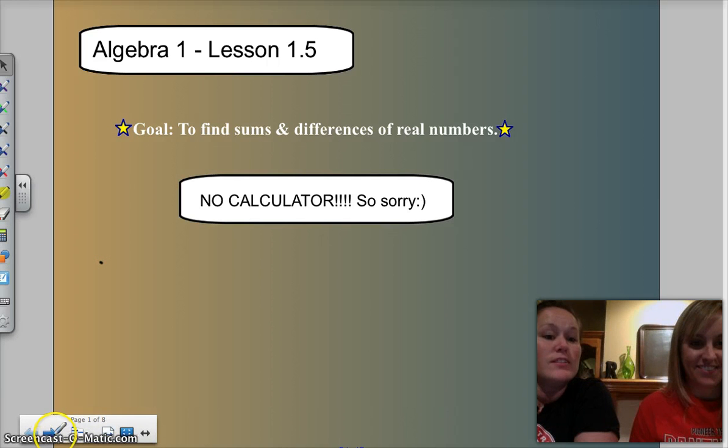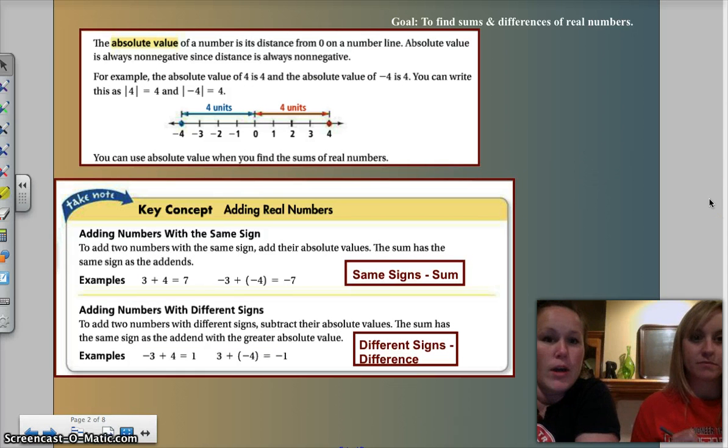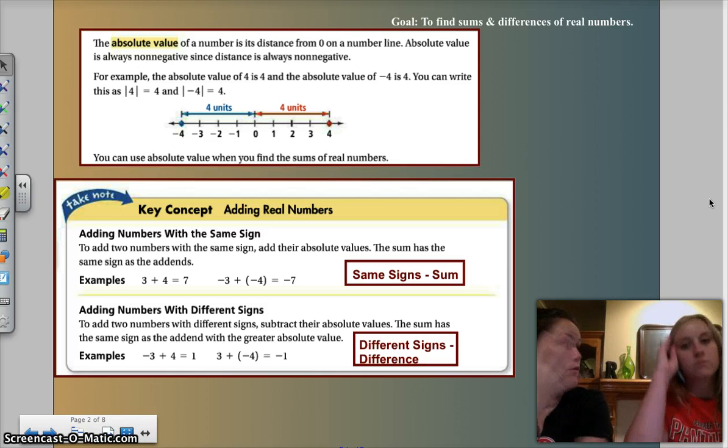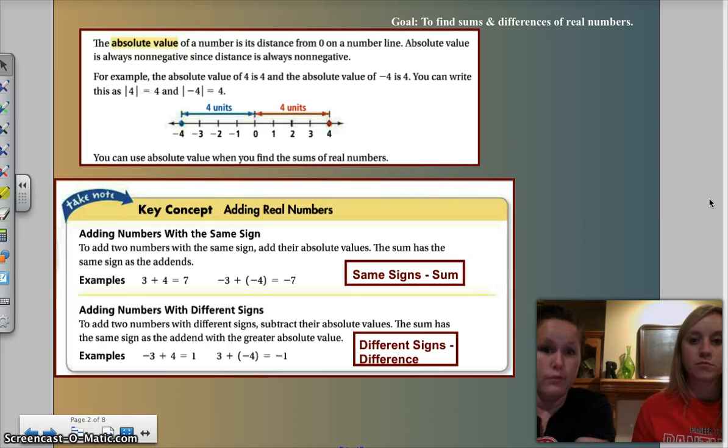Objective today: find sums and differences of real numbers, adding and subtracting integers. First we're going to talk about absolute value. Absolute value is defined as the distance a number is away from 0 on a number line. For example, 4 and -4 both have the same absolute value of 4. They're both 4 places away from 0 on the number line. I like to think of it as distance.